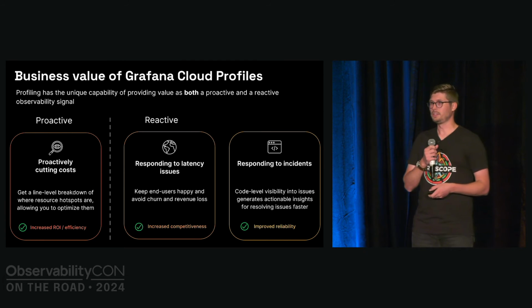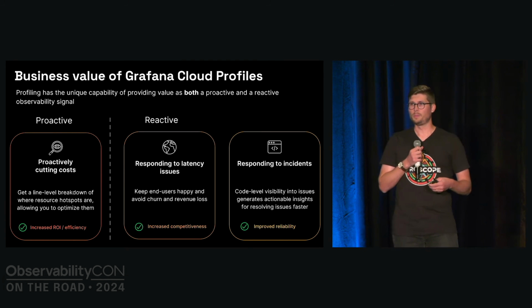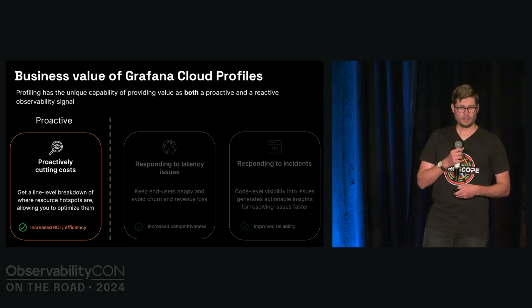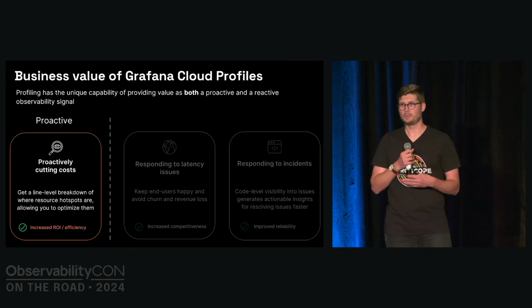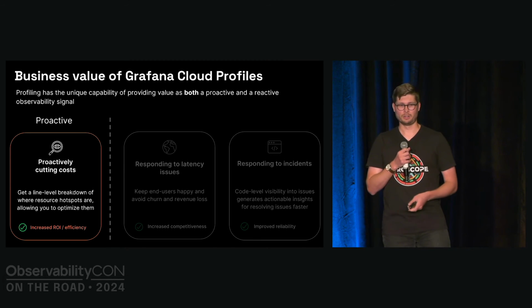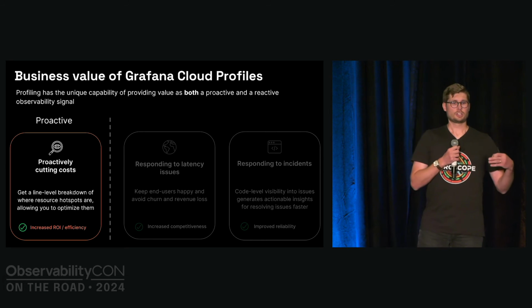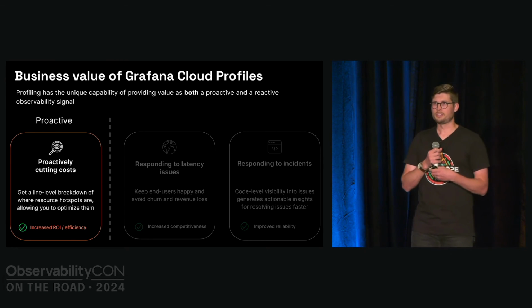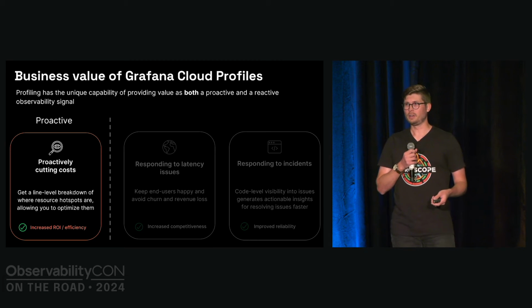And the business value here is twofold. We have both proactive value and reactive value provided by profiling. So proactively, what does this mean? It means we want to cut costs early, we want to improve our ROI on features we're currently developing, and generally shorten the amount of time it takes to optimize code. Pyroscope allows us to do this by providing line-level breakdowns of the resource hotspots.